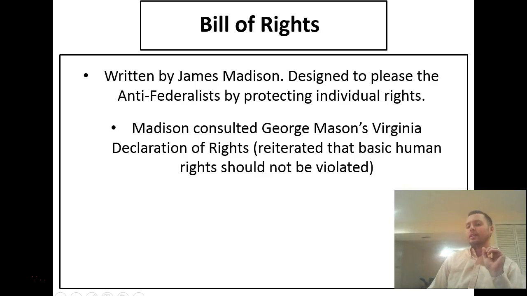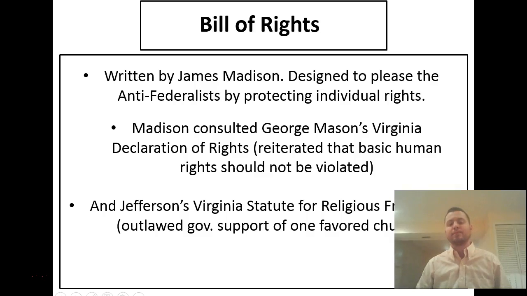So who's the religion bill that the Bill of Rights goes after? That is the Virginia Statute for Religious Freedoms, written by Thomas Jefferson. Last one. And Jefferson's Virginia Statute for Religious Freedoms. What did that do? It outlawed government support for one favored church.